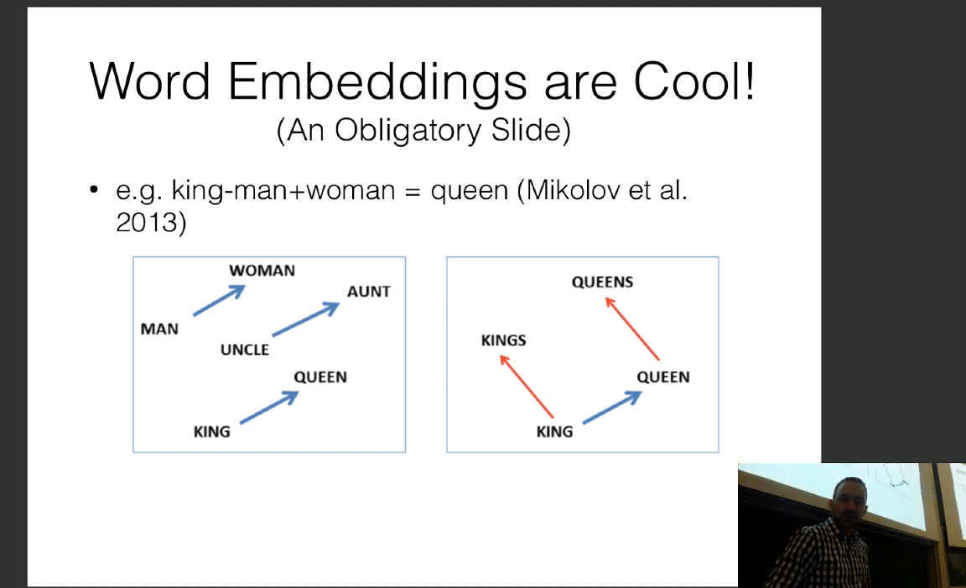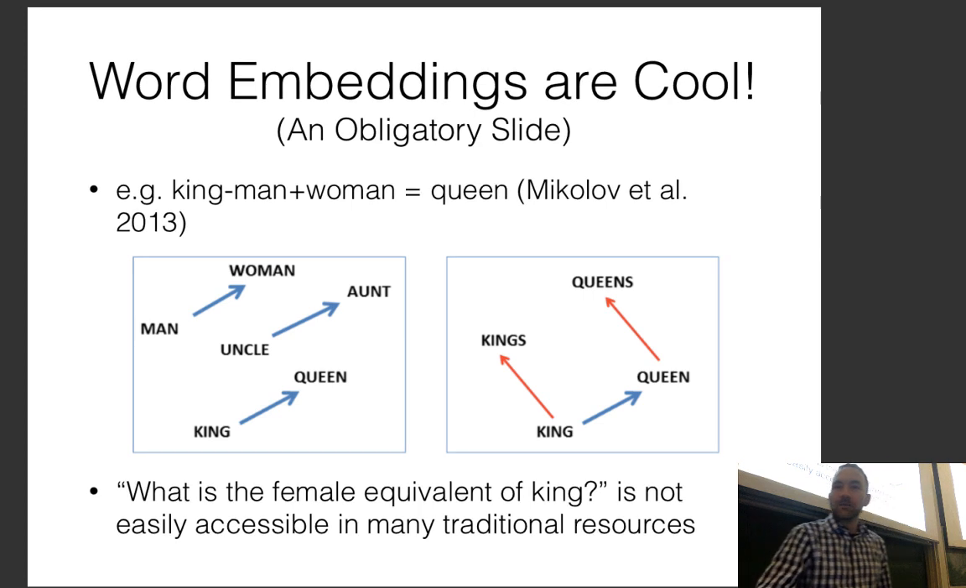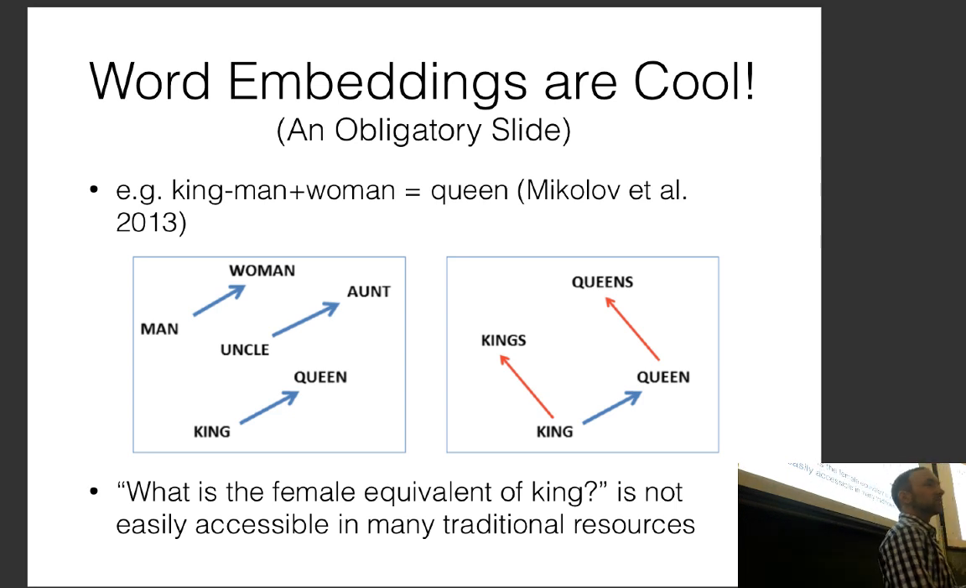Or the gender vector, and then you also have the plural vector, which is king goes to kings and queen goes to queens. So you can see that the red vector here is the one that's expressing something syntactic, and the blue one is expressing something semantic. So the interesting thing about this is, what is the female equivalent of king is not something that you could do with WordNet. It's just not something that was encoded in WordNet because people never thought of doing this. So these word embeddings really open you up to a lot of creative things that you couldn't have done in these previous lexical resources.